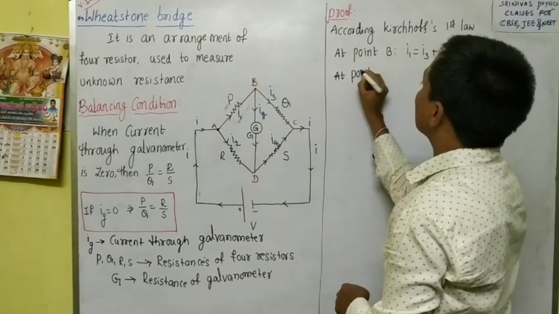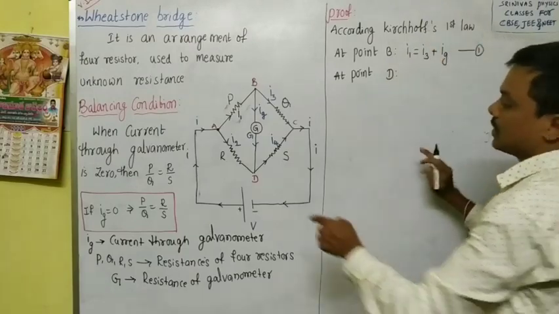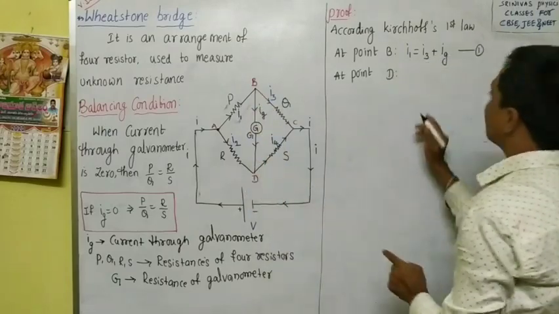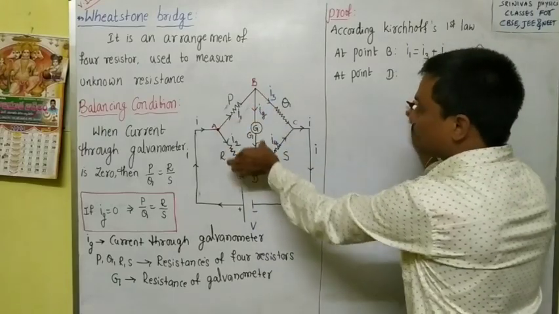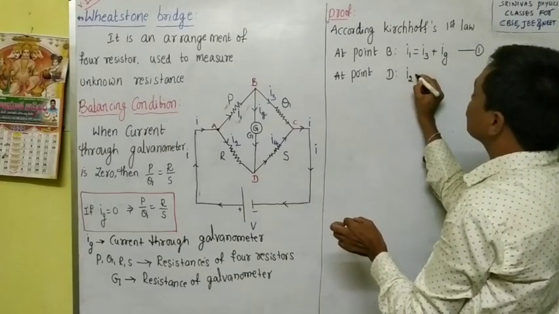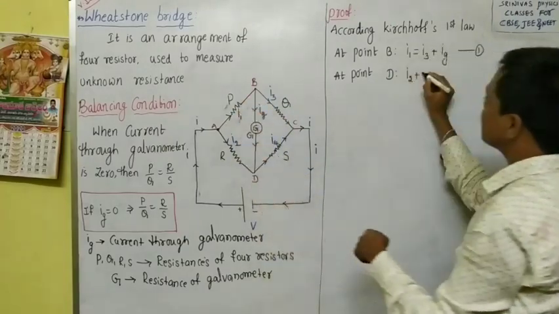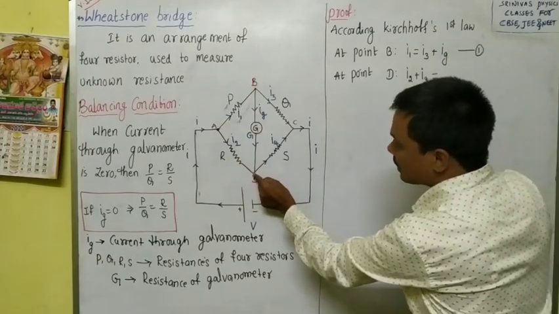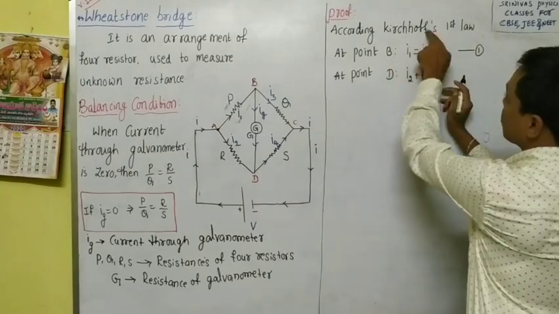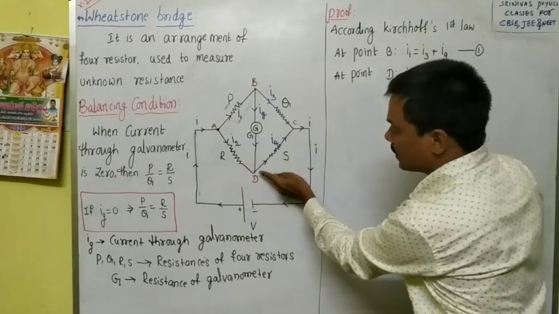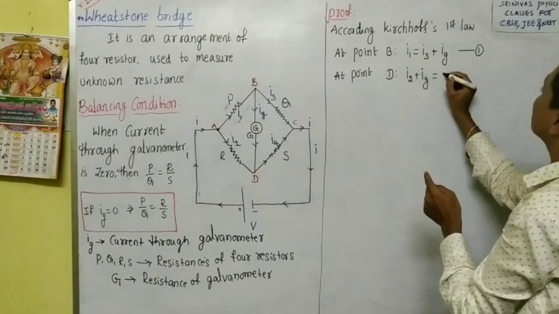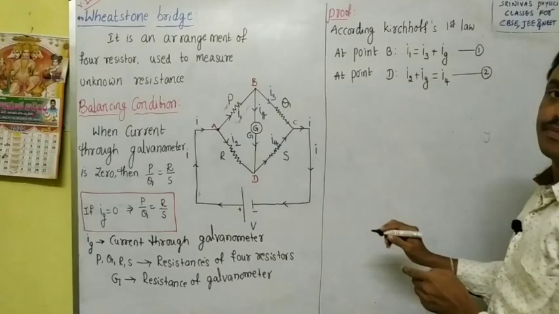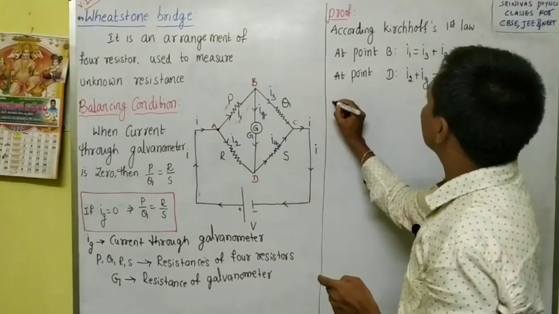And at point D also we can apply Kirchhoff's first law. At point D, what is the entering current? I2 current is coming this side, Ig is coming this side, right? I2 and Ig. These two are combining, so what do we write? I2 plus Ig is equal to what? This is the entering current, and what is the leaving current at junction D? According to Kirchhoff's first law, entering current equals leaving current, right? How much current leaves here? Only I4 leaves. That means I2 plus Ig is equal to I4. This is equation 2.